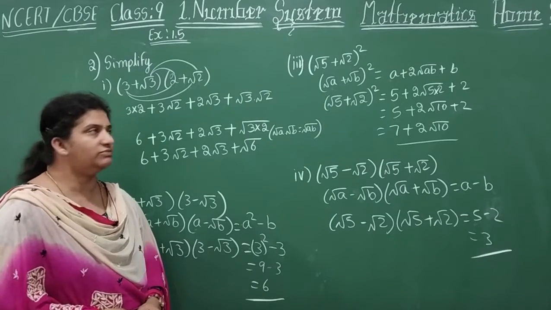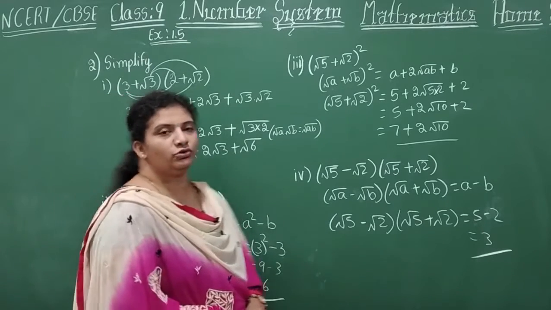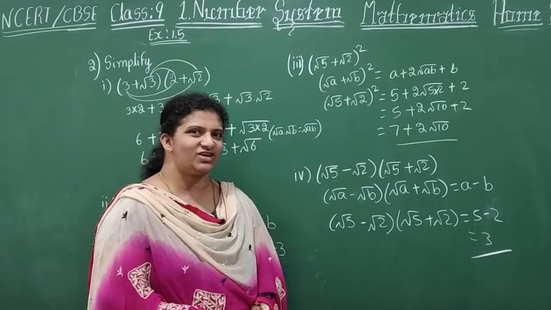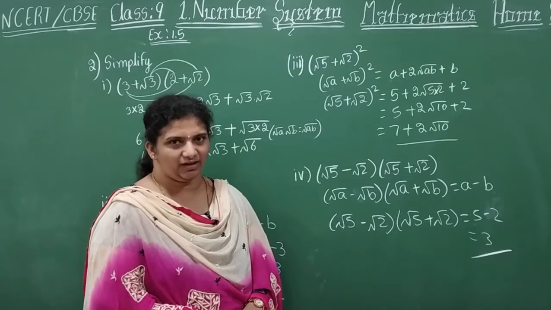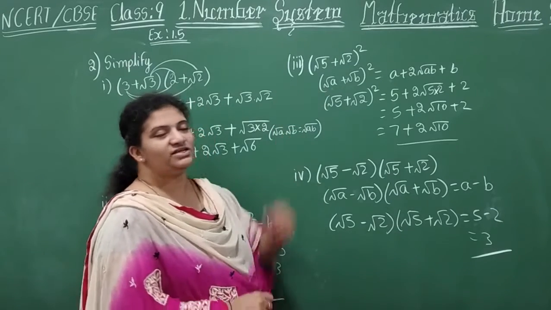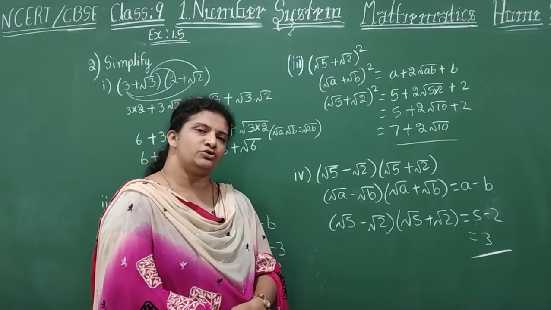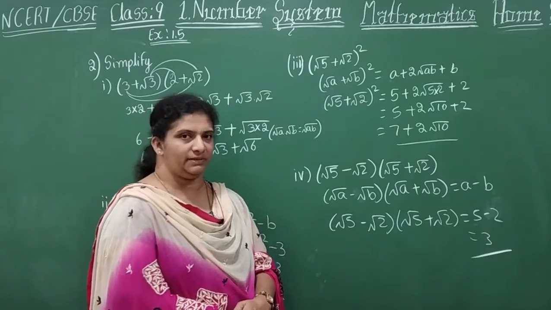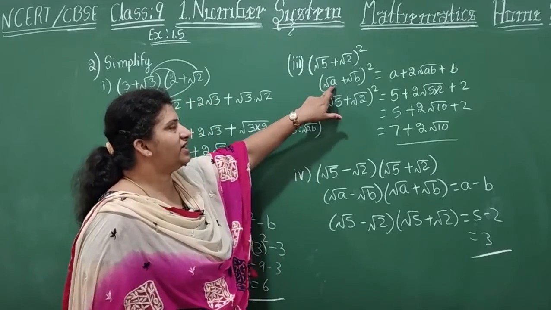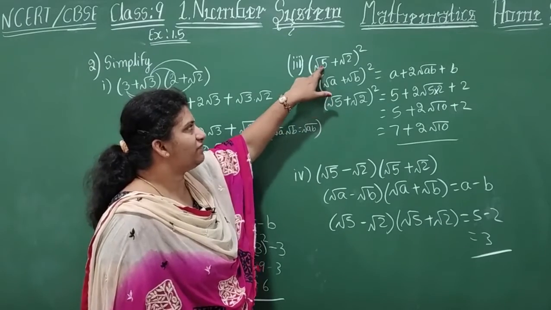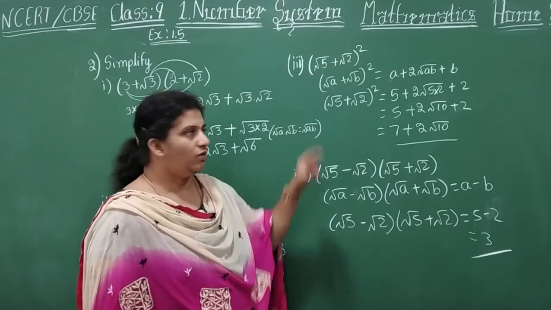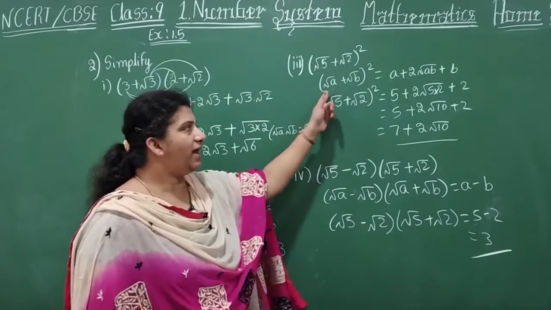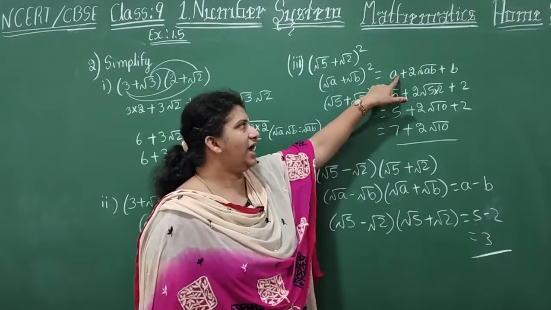Coming to your third problem, children, here. Root 5 plus root 2 whole square. Again, what are you remembering here? A plus B whole square is equal to A square plus 2AB plus B square. Or you may remember this formula, that is root A plus root B whole square is equal to A plus 2 root of AB plus B. Consider here, children, compare these two. A value is 5, B value is 2. What is A value? 5. B value? 2.